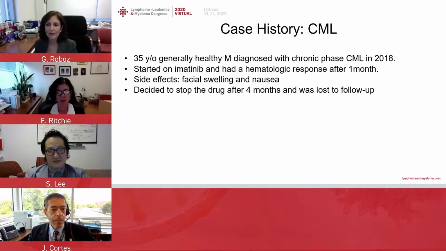I think it's really important when you start patients on TKIs to talk to them not only about their response, but about how they're feeling on the drug, because it's really important to try and keep these patients on.